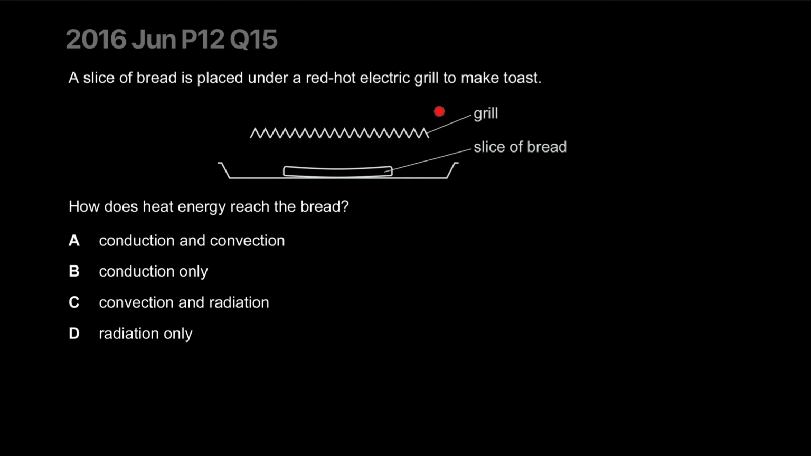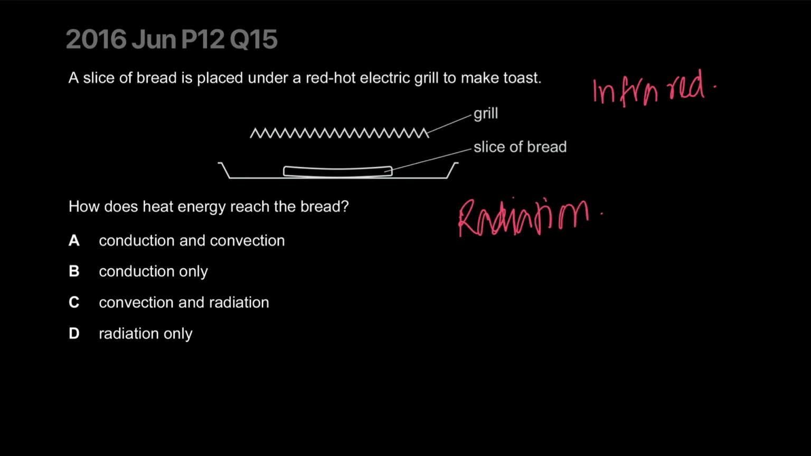So let's read the question. A slice of bread is placed under the red hot electric grill to make toast. How does the heat energy reach the bread? So what do you think, right? This is heating. When you're near a toaster, you see it's glowing red. It's not only glowing red, it's also glowing in infrared, which you can't see, but you can feel. It's emitting infrared, and it's heating up the toast. So radiation is definitely a part of this answer.